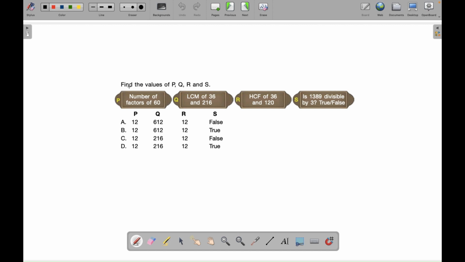Okay, then we have this question, find the values of P, Q, R, and S. Again, first, before solving this question, we look at the options. P, everything is 12. R, everything is 12. So we don't have to solve this and this. We simply solve for Q and S. Right, S is very simple. We have to check the divisibility rule for 3. This question says, is 1389 divisible by 3? So we'll just add the numbers.